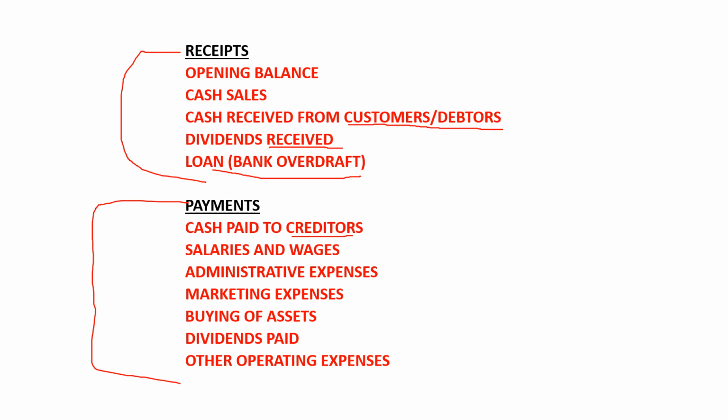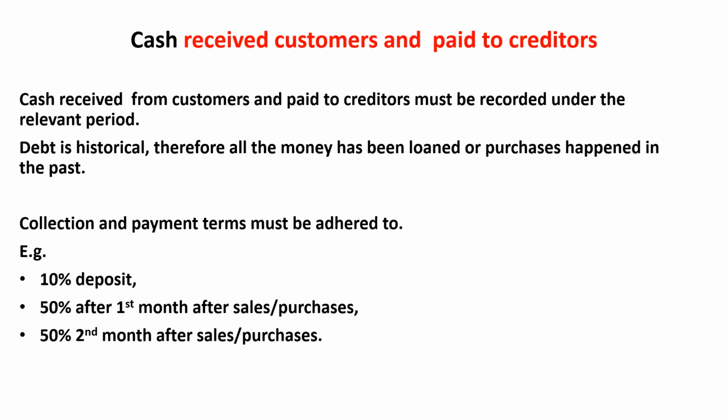So these are the two sections. Cash received from customers and paid to creditors. This is how we calculate. This is what we mean by collection or payment policy. This is how you record. The purpose here is to make sure that all these monies are under relevant periods.